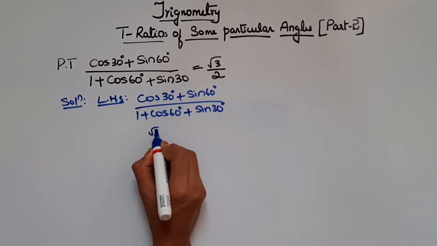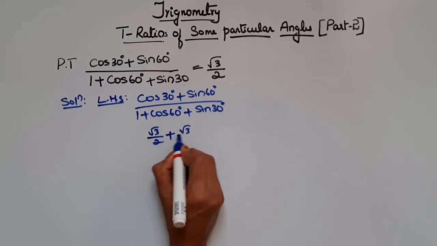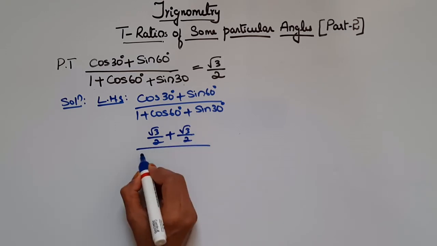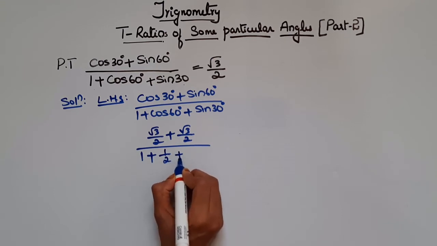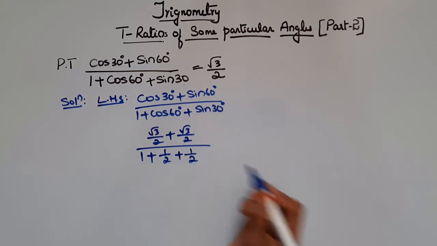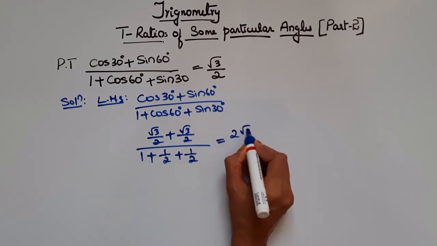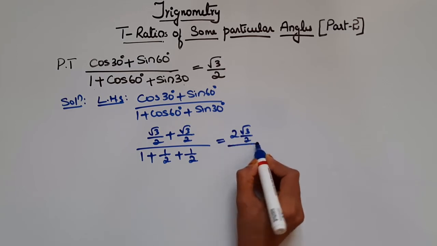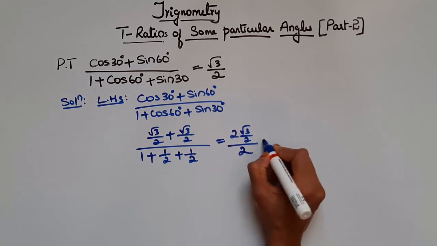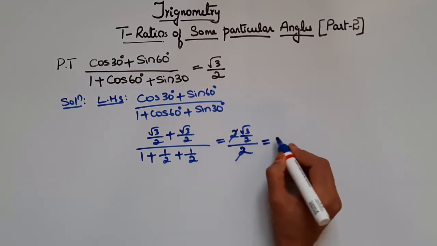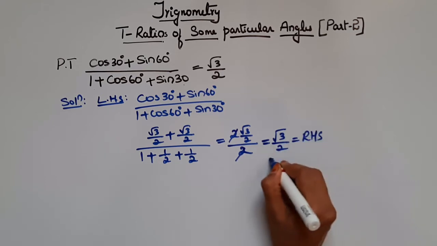So cos 30 is root 3 by 2 plus sine 60 is root 3 by 2 divide by 1 plus cos 60 is half plus sine 30 is half, right? Which will give you 1 plus 1 is 2 root 3 by 2 divide by 1 plus half will give you 2, which is equal to 2 and 2 get cancelled. We are left with 3 by 2, which is nothing but your RHS.